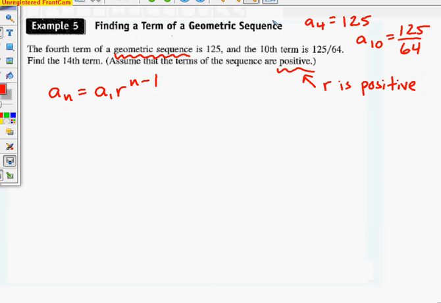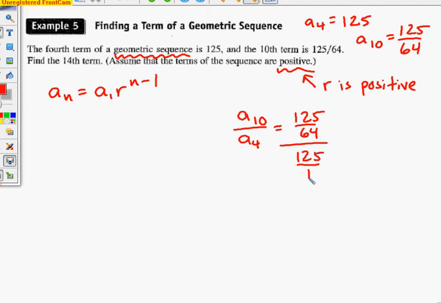So now, we did a similar problem to this with the arithmetic sequence. So what I'm going to do is find the ratio between the a sub 10th and the a sub 4th. I'm going to do it right over here. So a sub 10 over a sub 4 equals 125 over 64 divided by 125. And again, if you want to use a calculator, you can. This problem you can do by hand, though.